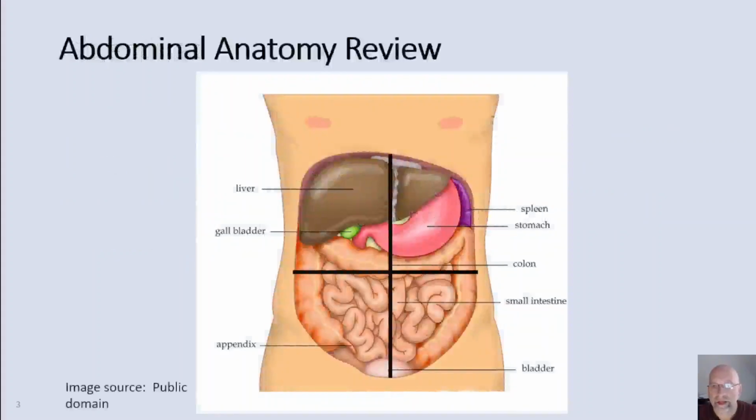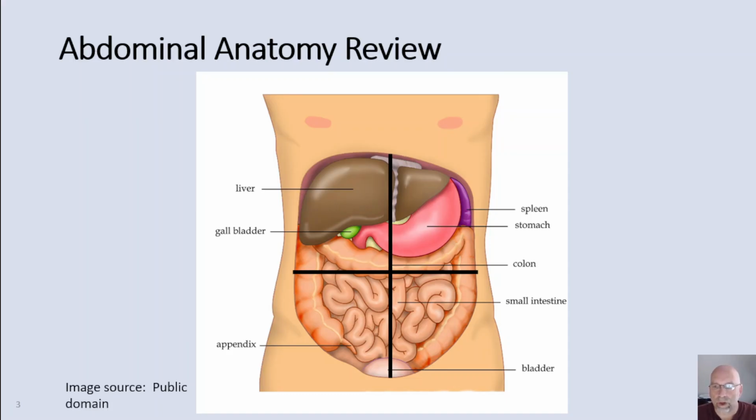First, let's review the anatomy of the abdomen. This image illustrates the 4 abdominal quadrants and reminds us which organs sit in each quadrant. The right upper quadrant contains the larger lobe of the liver, the gallbladder, a portion of the pancreas, and part of the small and large intestines.